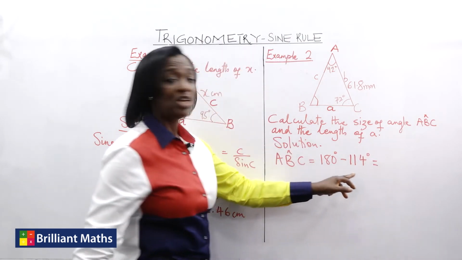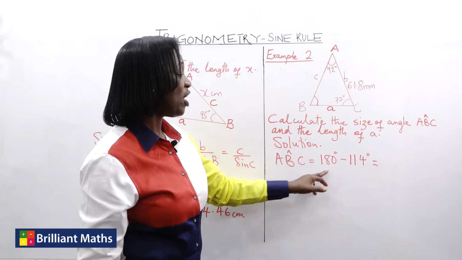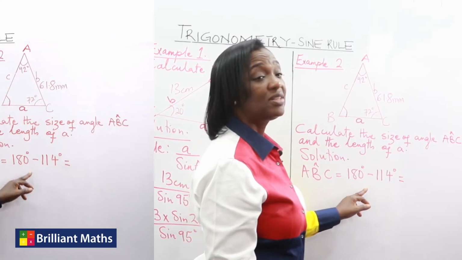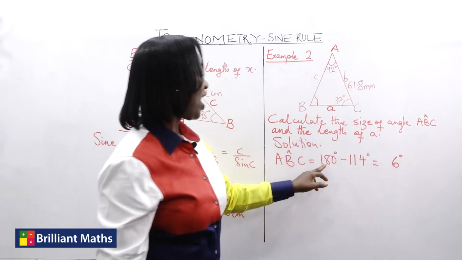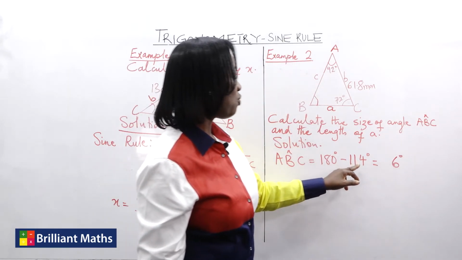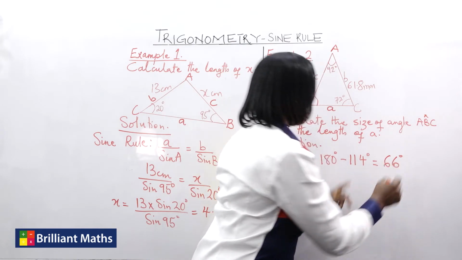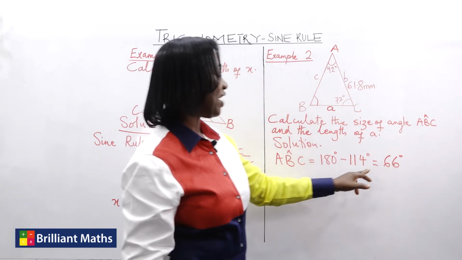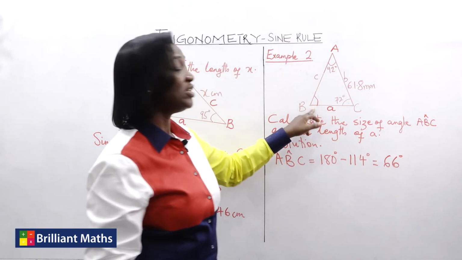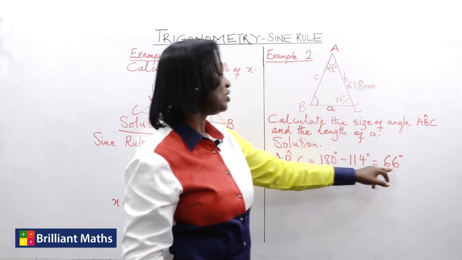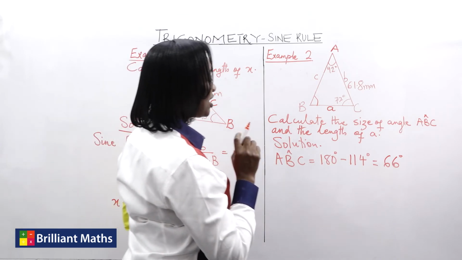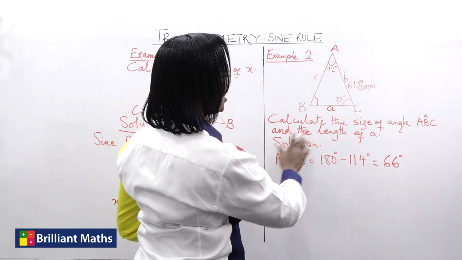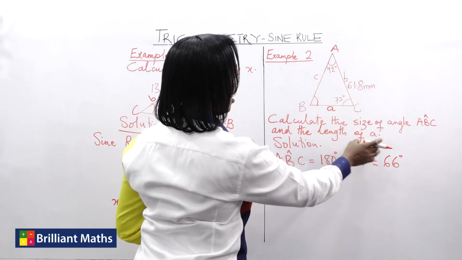And if you subtract 114 degrees from 180 degrees, 10 take away 4 is 6. We have 7 there. 7 take away 1 is 6. And 1 take away 1 is 0. So we are left with 66 degrees. That means that angle B is equal to 66 degrees. So the next question is to find the length of a.